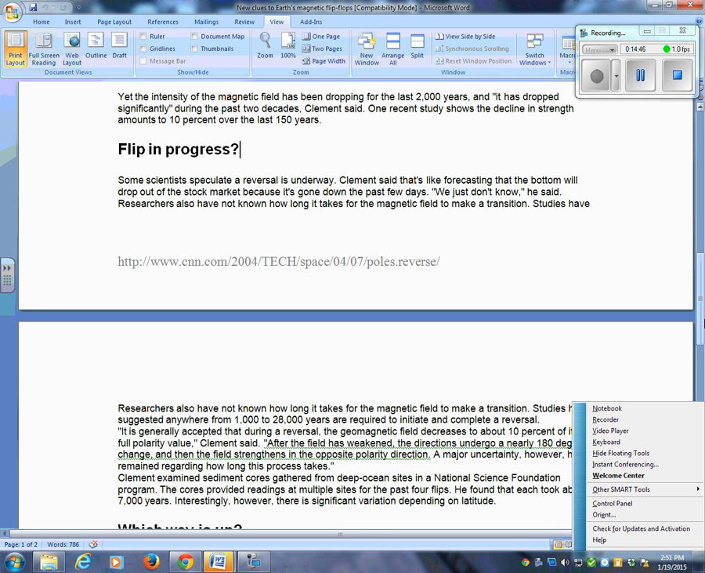Okay, so some scientists speculate that a reversal is underway. Clement said that's like forecasting that the bottom will drop out of the stock market.